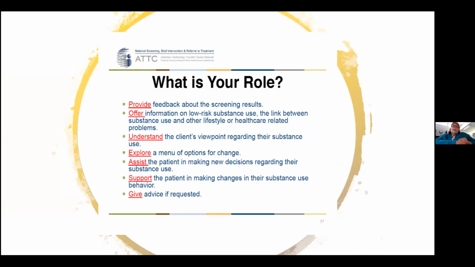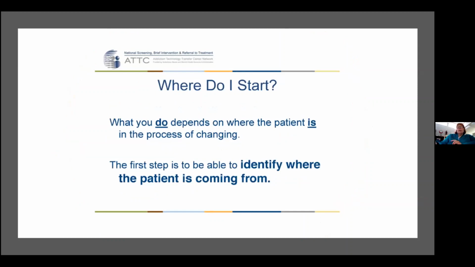So what's our role in that scenario? Provide feedback, which she did, offer information, understand, explore, assist, support, give advice. It says, if requested. With an adult, you offer advice, but you ask permission. So in a brief intervention, you're definitely asking permission. And so a lot of this has to do with where I assess a person's at in terms of their process of change.